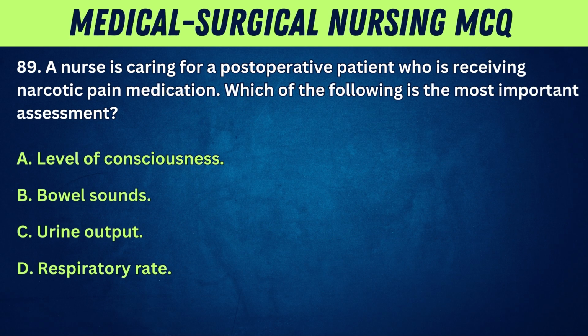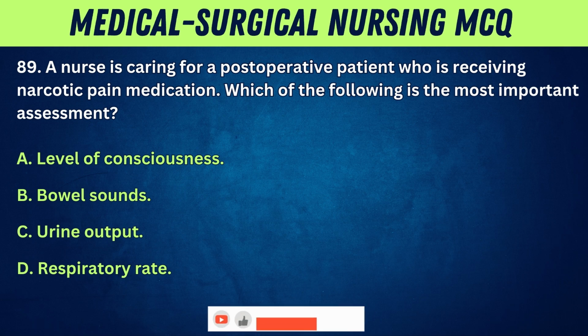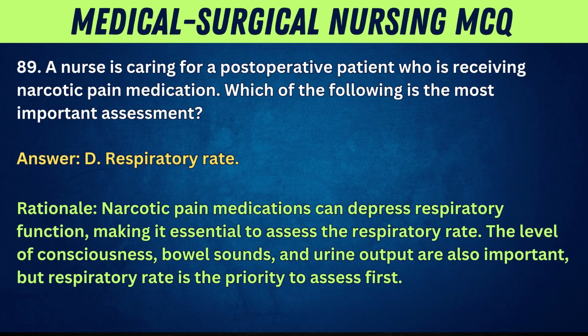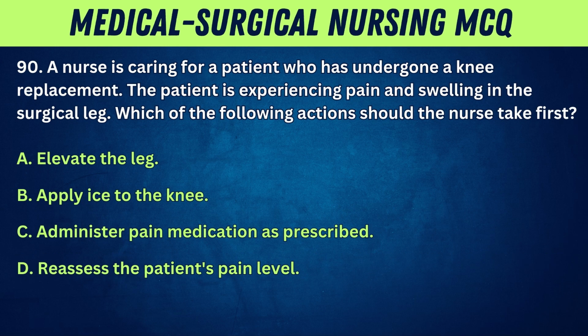89. A nurse is caring for a postoperative patient who is receiving narcotic pain medication. Which of the following is the most important assessment? A. Level of consciousness. B. Bowel sounds. C. Urine output. D. Respiratory rate. Answer: D. Respiratory rate. Rationale: narcotic pain medications can depress respiratory function, making it essential to assess the respiratory rate. The level of consciousness, bowel sounds, and urine output are also important, but respiratory rate is the priority to assess first.